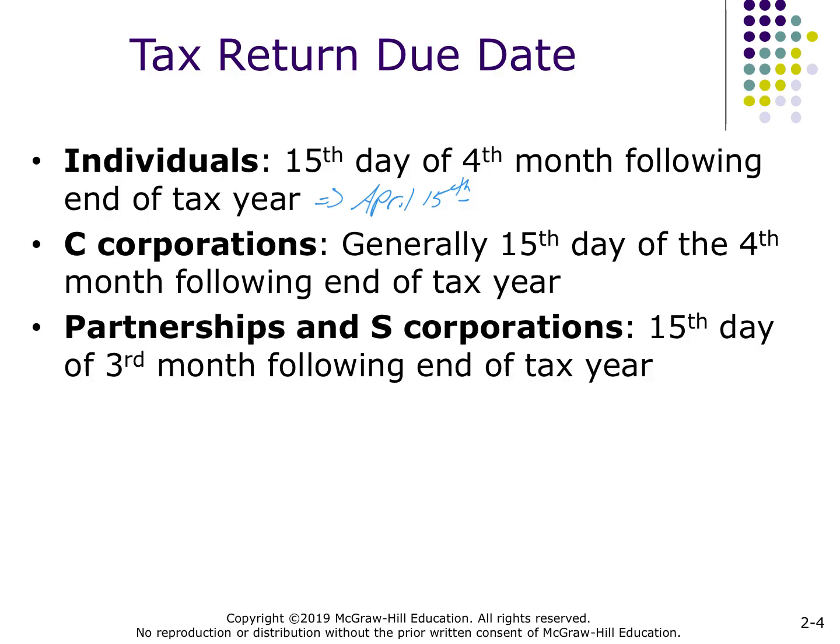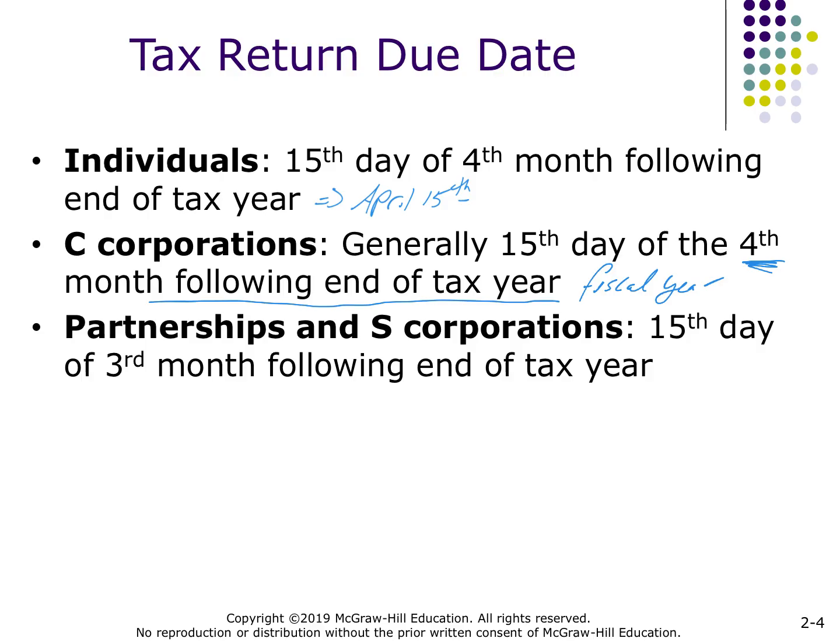Now, for C corporations, this is very important, all right? And the reason that this is very important is because C corporations can have a fiscal year, right? So their year end isn't necessarily December 31st, which means the fourth month is not necessarily April, all right? So you have to look at when their year end is for that corporation, because they're not required to have a calendar year end, and then look at the fourth month after that, okay?